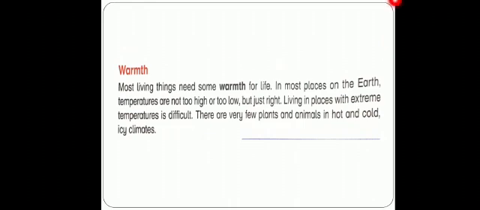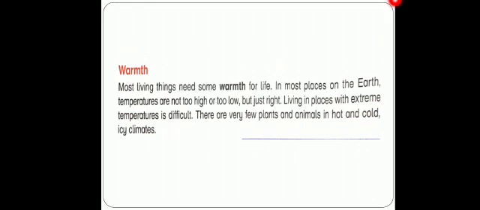And from where do we get heat? We get heat from the sun. All the living things need warmth to survive, to live. In some places, the temperature is normal, not too high, not too low. It means the temperature is normal where living things can easily live. But there are some places which have extreme temperature. Extreme temperature means either too hot or too cold. That is an extreme situation, and in those places, not all animals can survive. There are very few plants and animals which can live and grow in extreme temperatures.